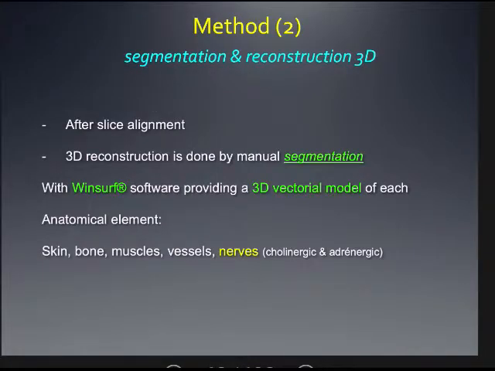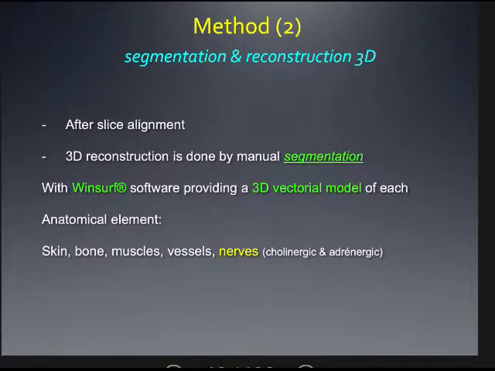So what do we do? First, we make a slice alignment. Second, we make a 3D reconstruction by manual segmentation with Windsurf software, and this is producing a 3D model for each anatomical element selected for each kind of staining.